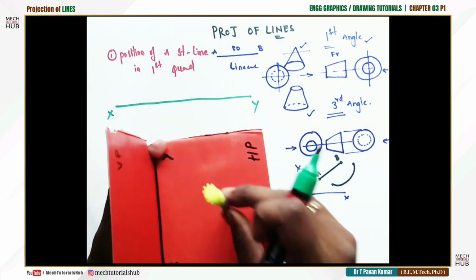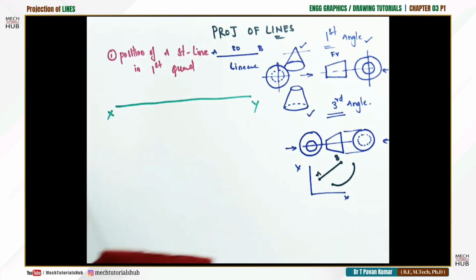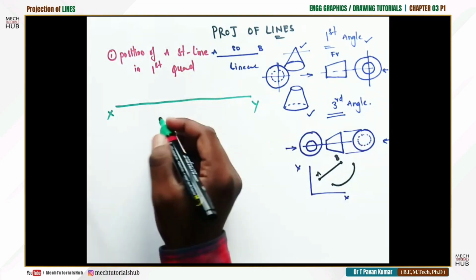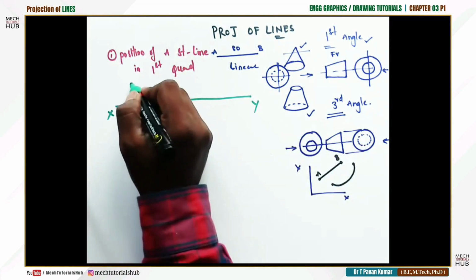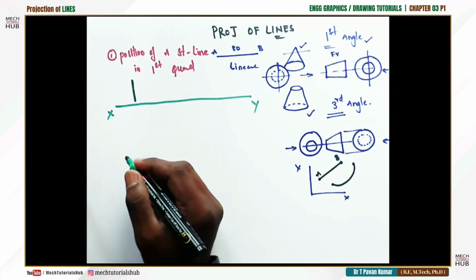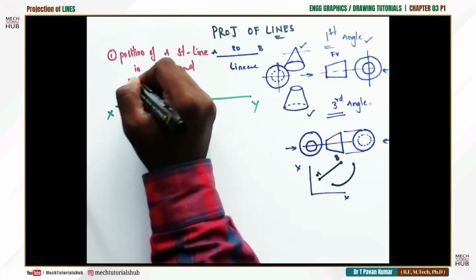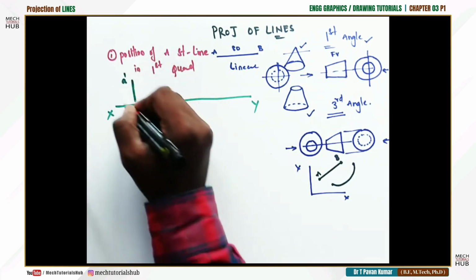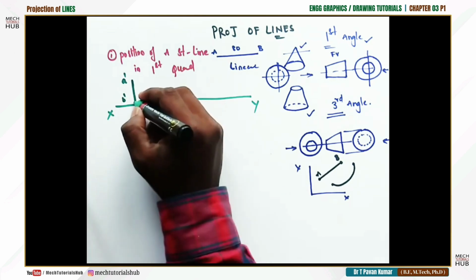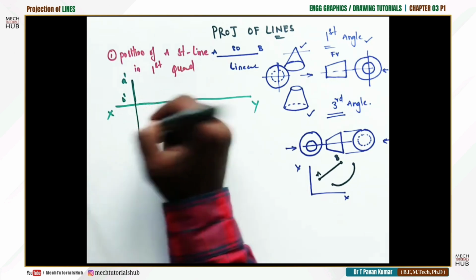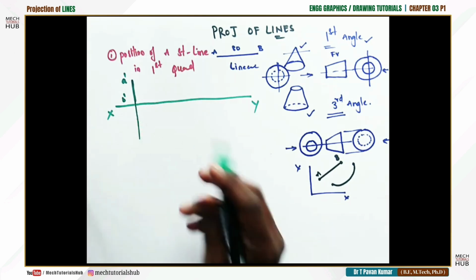Let us talk about the first position, which is perpendicular to H, parallel to VP. If this is the case, I could see the true shape from the front. So maybe somewhere here the line is. As this is a front view, I can call it A prime, B prime, followed by a projector line.